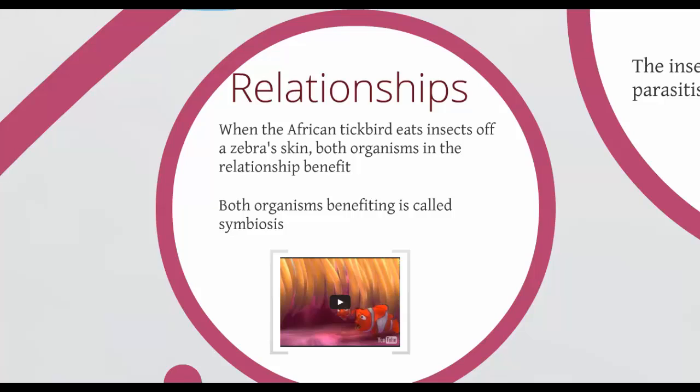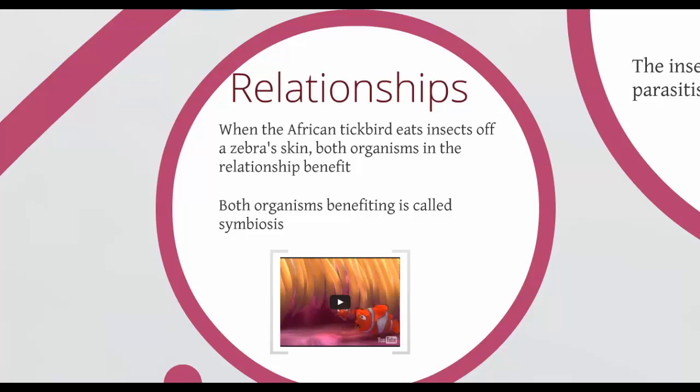So when we talk about the relationships that are most common, the most common relationship or interaction that you have in an ecosystem is one organism eating another, but there are other relationships that happen within a community or an ecosystem as well. When the African tick bird, for example, is this bird that feeds off insects, when it eats the insects off a zebra's skin, both organisms in the relationship benefit. And it's great for the tick bird because he gets fed because he's hungry and that's the food supply for him. But it's also great for the zebra because the zebra has these little ticks on him that are biting him and drawing his blood and hurting him, and the tick bird cleans him off.